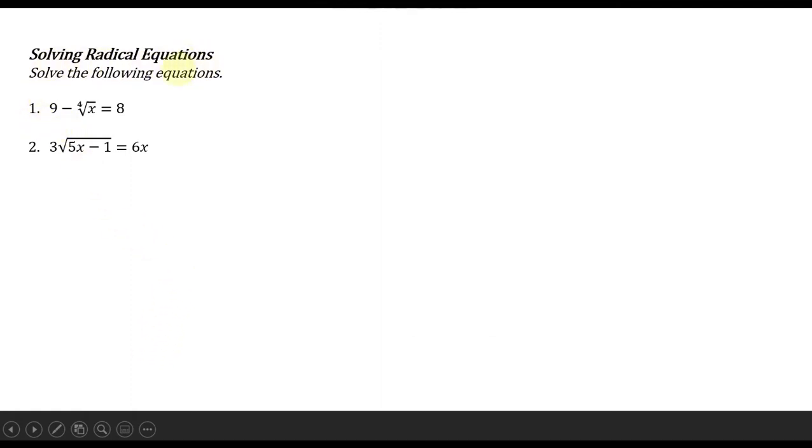Solving radical equations. Solve the following equations. Number 1. We have here 9 minus 4th root of x equals 8. So let us copy first our problem. Then, since we have here an operation of subtraction, we're going to use addition property of equality to move this 9 on the right side of the equation. So using addition property, we're going to have here negative 4th root of x equals 8 minus 9.